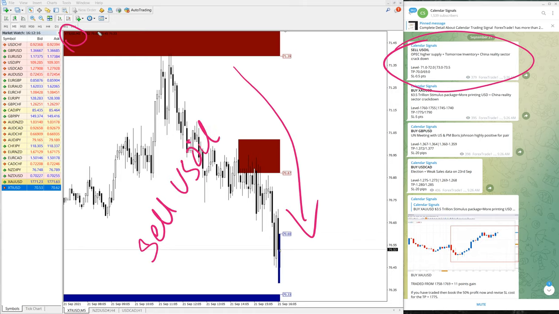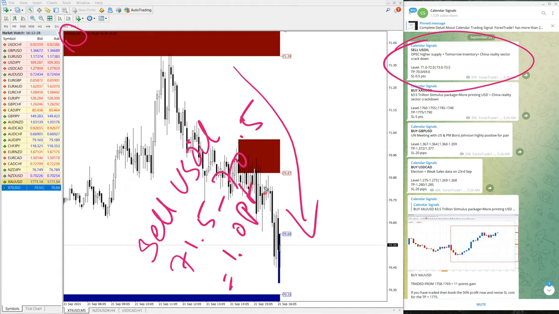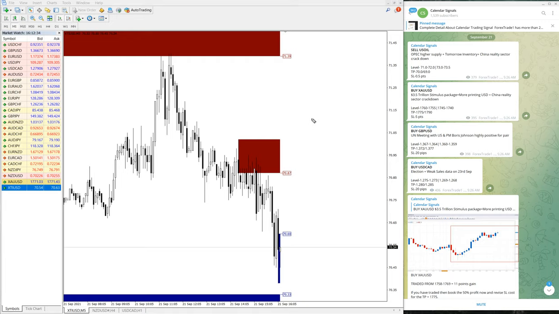And as of now, sell USOIL, XTIUSD is oil, moved from 71.5 to 70.5, which is a 1 point gain. 1 point gain on US oil. 1 point gain on US oil is huge. And those who have followed us would have made this profit of 1 point, good profit.